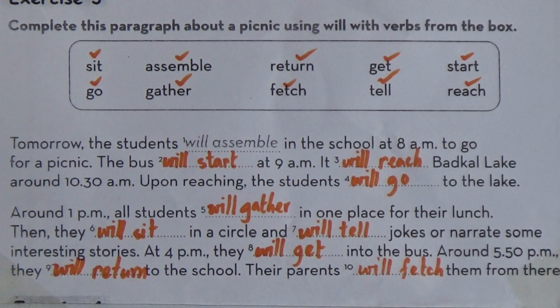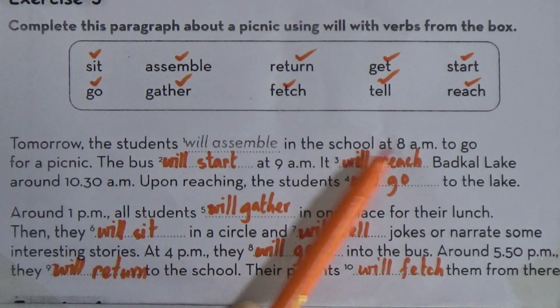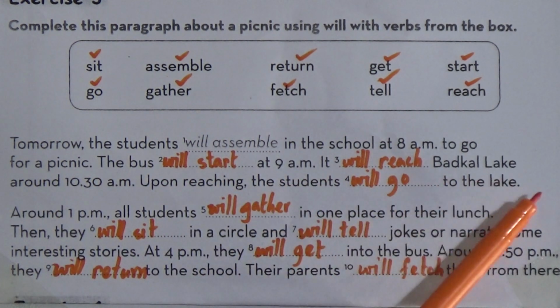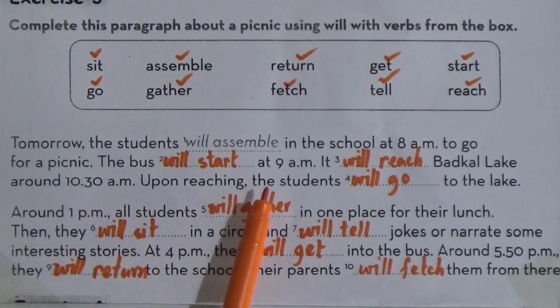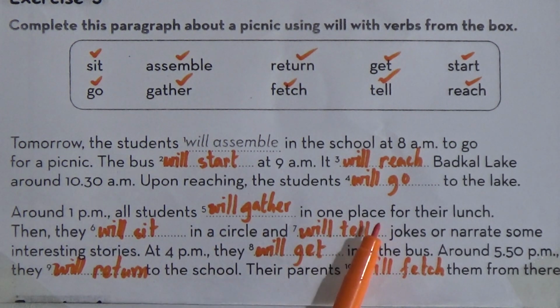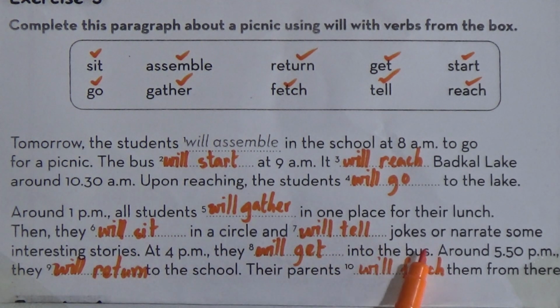Okay, now I'm repeating the paragraph. Tomorrow the students will assemble in the school at 8 a.m. to go for a picnic. The bus will start at 9 a.m. It will reach the lake around 10:30 a.m. Upon reaching, the students will go to the lake. Around 1 p.m. all students will gather in one place for their lunch. Then they will sit in a circle and will tell jokes or narrate some interesting stories. At 4 p.m. they will get into the bus. Around 5:50 p.m. they will return to the school. Their parents will fetch them from there.